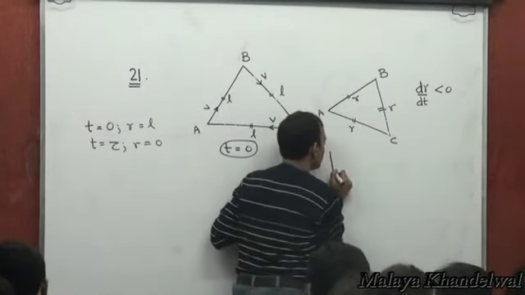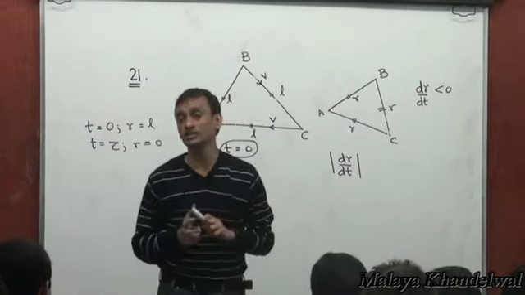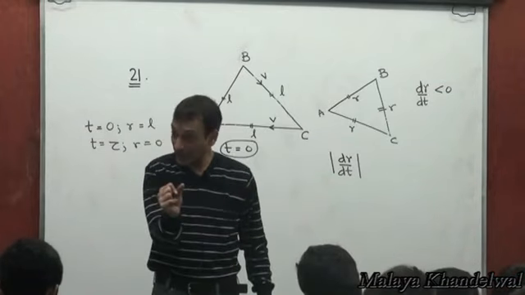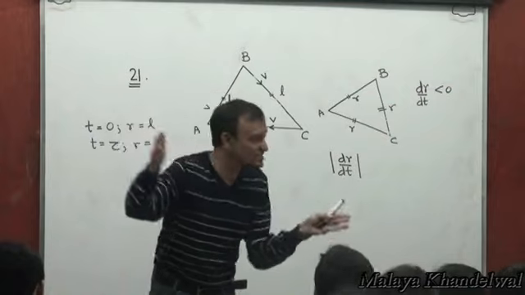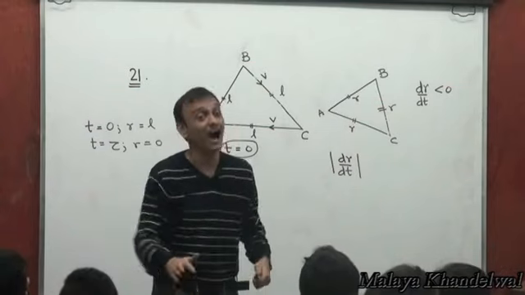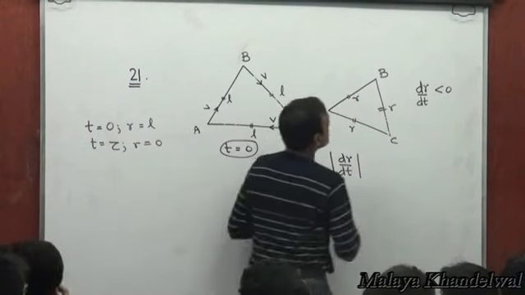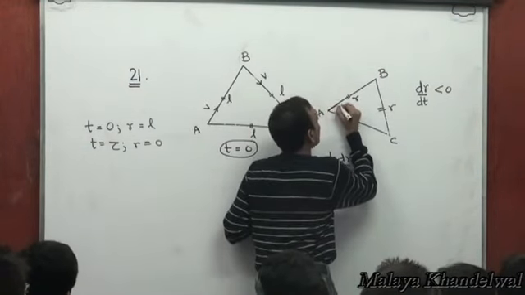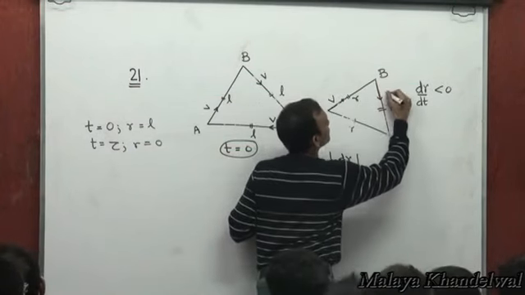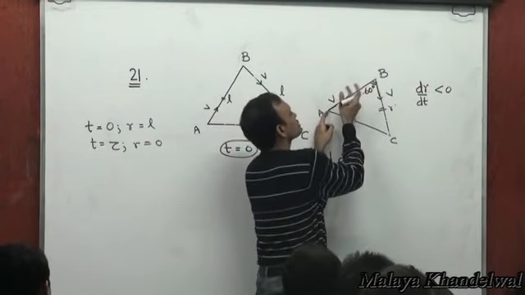Mod dr dt will give me the relative velocities of A and B along AB, right? Relative velocity along AB will measure how fast R is decreasing with time, yes or no? The relative velocities along AB will measure how fast R is decreasing with time, that is mod dr dt, right? Now, at this instant, A has a velocity v like this and B has a velocity v like this. This is 60 degrees. Now, what is the relative velocity along AB?